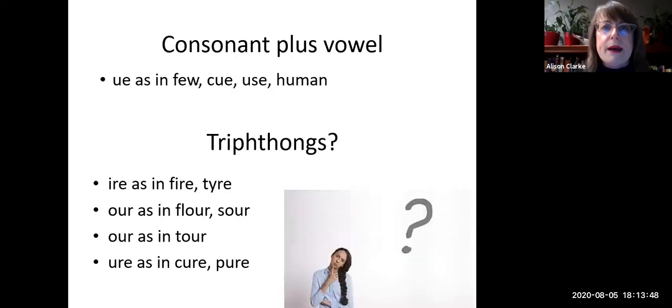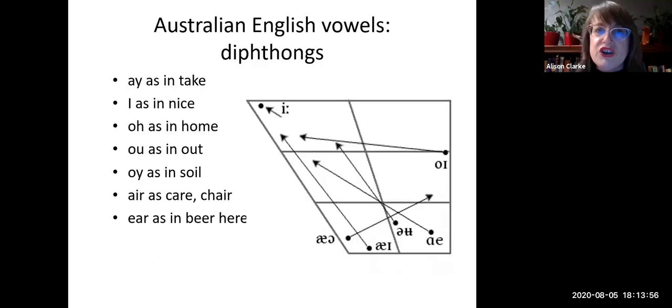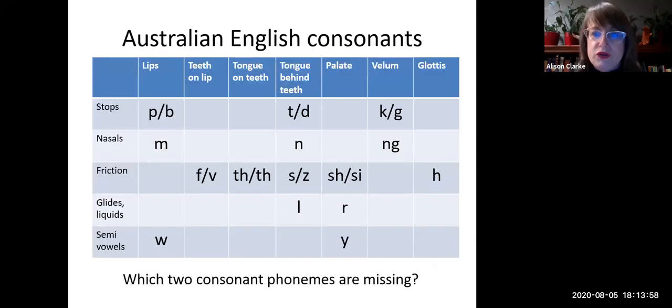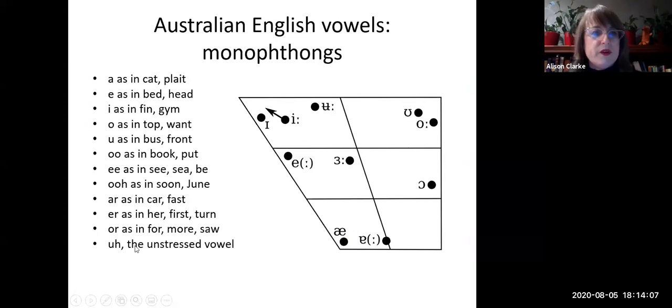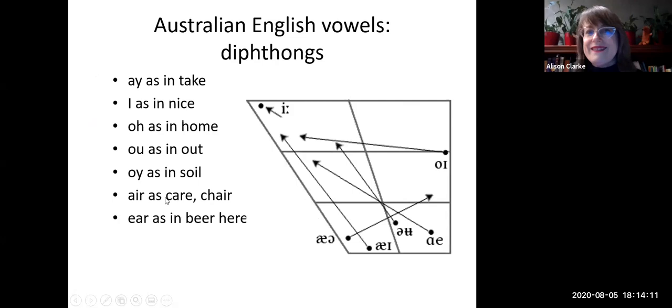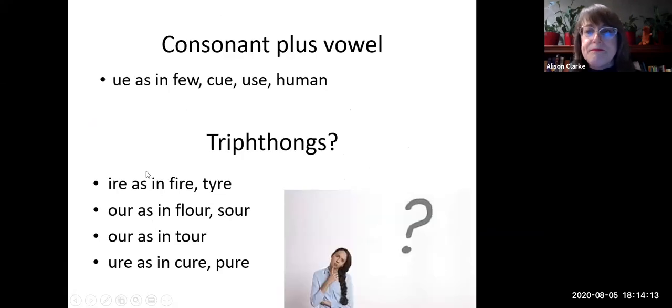And then we have one consonant plus vowel that most people class as a vowel, but it's got y in it. It's got that y like in you, plus oo, like in June. So that's actually a consonant plus vowel combination.